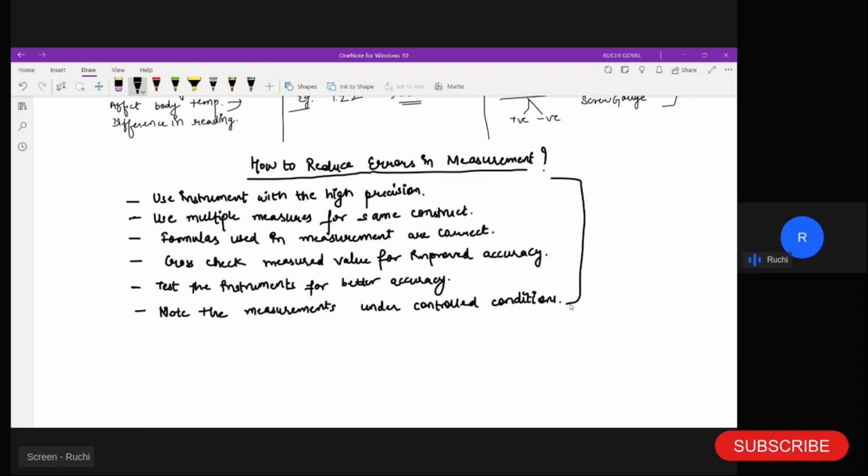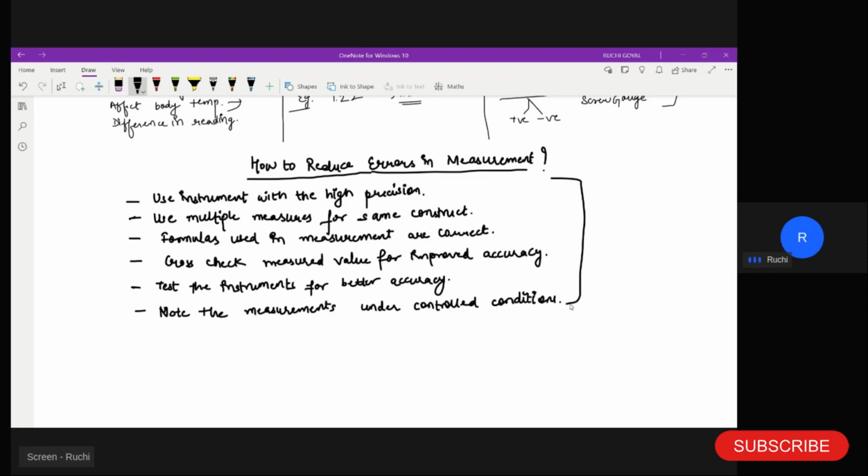Next, formulas used in the measurement are correct. So we have to make sure that the formulas we are using in calculating the values are correct. Next is cross check the measured value for improved accuracy. If we are improving the accuracy, then we have to make sure that the formulas used and value measured are correct. Next is test the instruments for better accuracy. So we can test the measuring instruments we are using, so that they can give better accuracy.